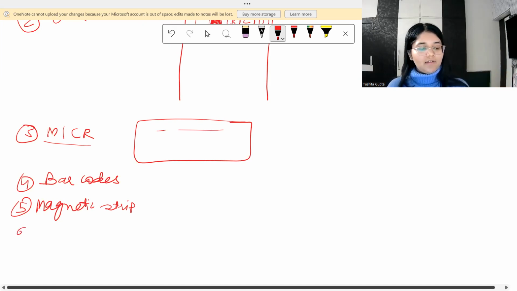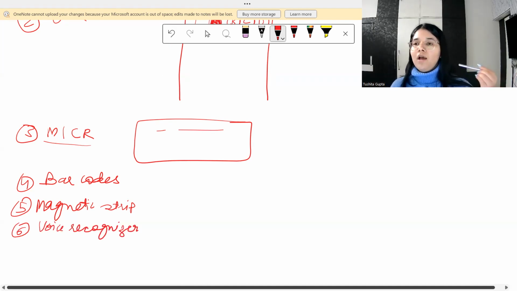Then the last thing that we have is a voice recognizer. If you know about all of these assistants that are there in our phones, in Apple, it is Siri. We also have Alexa from Amazon. So these are all voice recognizers. They understand your vocal commands, the spoken commands.